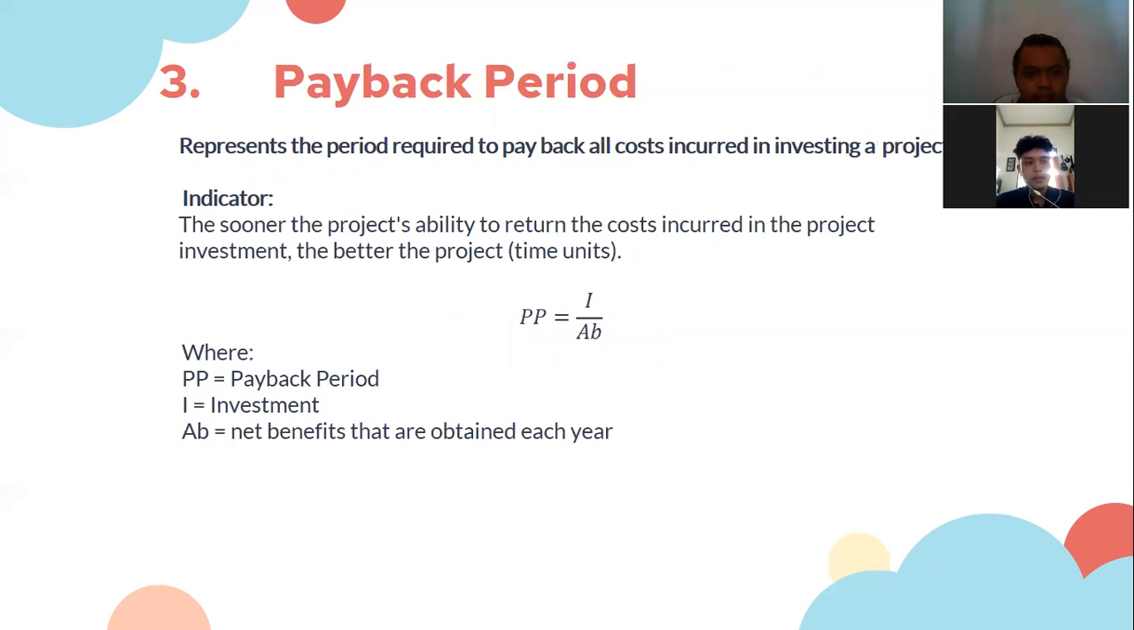The third is payback period. Payback period represents the period required to pay back all costs incurred in investing in a project. The indicator of payback period is the sooner the project's ability to return costs incurred in project investment, the better the project, with time units. The formula is PP equals I over AB, where PP is payback period, I equals investment, and AB is net benefits that are obtained each year.